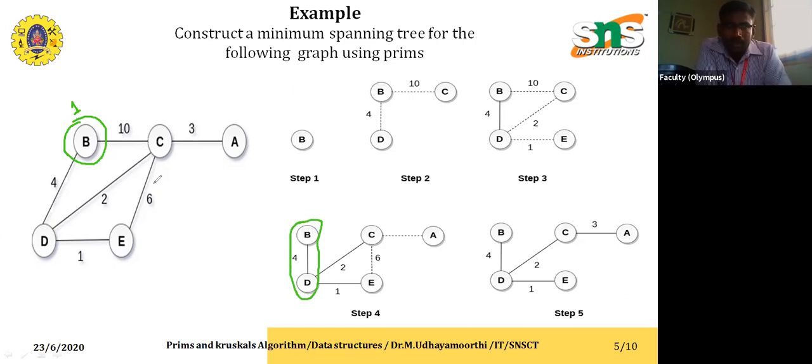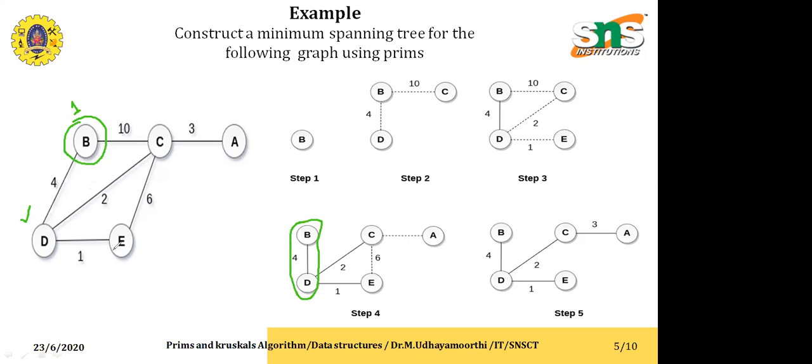ஸோ லெட் அஸ் கன்சிடர் ஐ எம் டேக்கிங் த நோடு டி, ஃபார் எக்ஸாம்பிள். ஸோ நோடு டியிலிருந்து எதெல்லாம் வந்து லிங்க் இருக்கு நமக்கு? டியிலிருந்து பிக்கு லிங்க் இருக்கு, இட் இஸ் 4. டியிலிருந்து சிக்கு லிங்க் இருக்கு, இட் இஸ் 2. தென் டியிலிருந்து இக்கு லிங்க் இருக்கு, இட் இஸ் 1. ஸோ இந்த நோடு இந்த லிங்கோடைய எட்ஜ் வேல்யூஸ் வந்து எது லீஸ்ட் வேல்யூவா இருக்கு? தட் இஸ் 1. டி டு இ, தட் இஸ் 1.